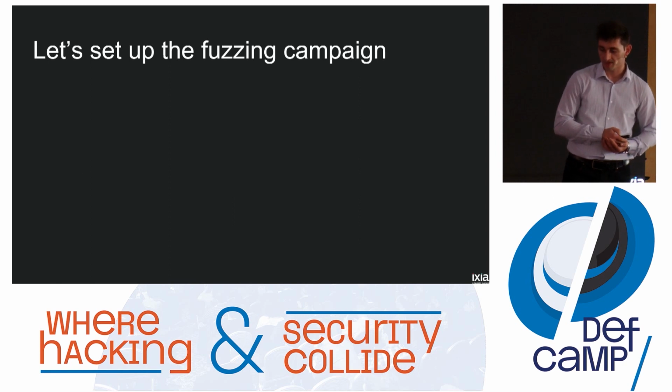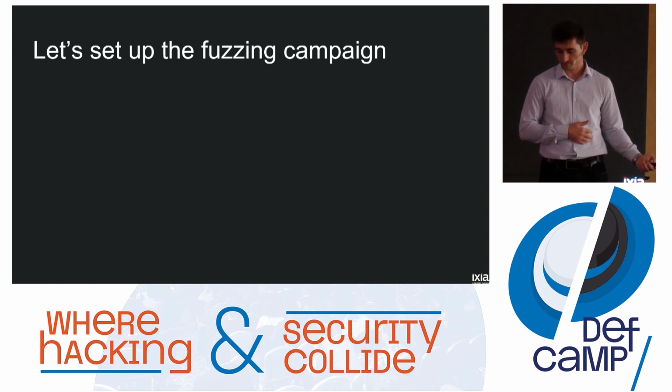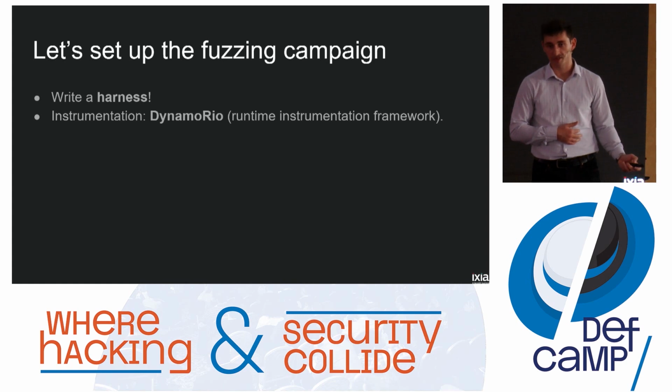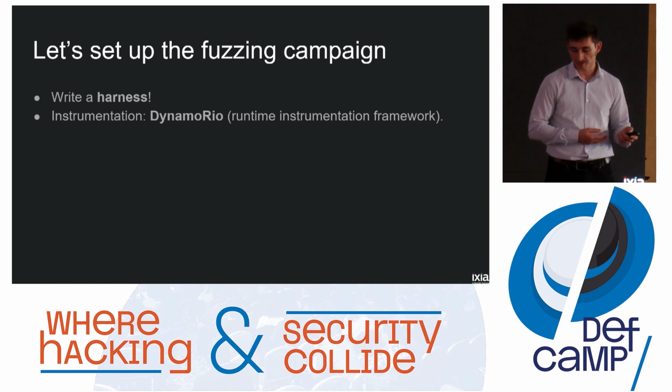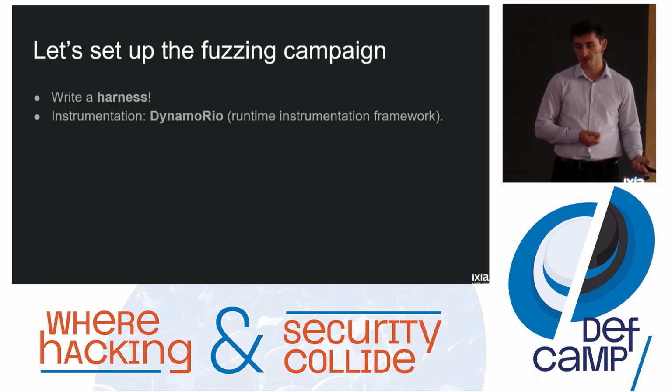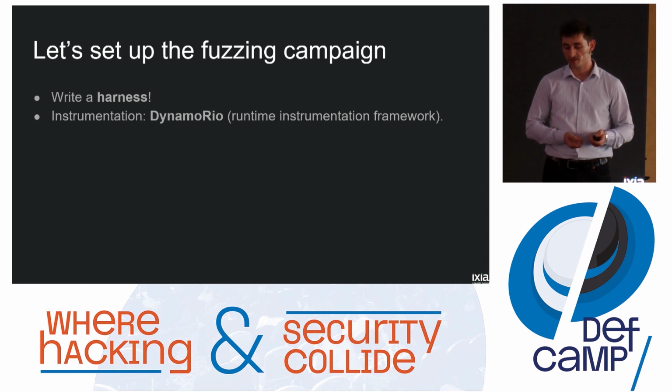Okay, so let's set up the fuzzing campaign. You have to write a harness, which is essentially a piece of code that makes the call to the actual API that we saw earlier through our reverse engineering phase. Then we have to provide instrumentation in order for the fuzzer to know what the coverage is.